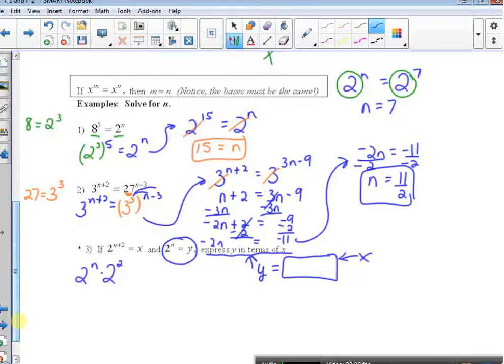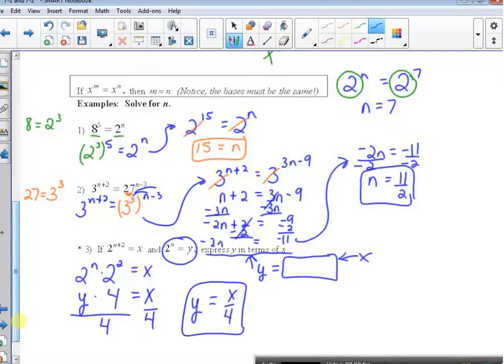So now I can replace 2 to the n with y, and 2 squared is really just 4, and this whole thing was equal to x, and then I'm just going to divide by 4. So my answer is y is equal to x divided by 4. I've expressed y in terms of x.